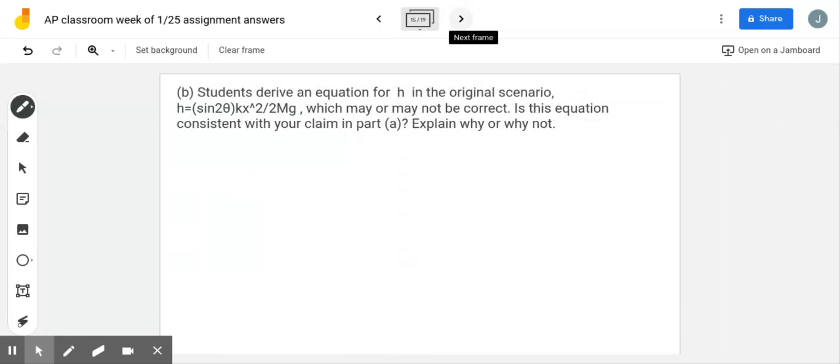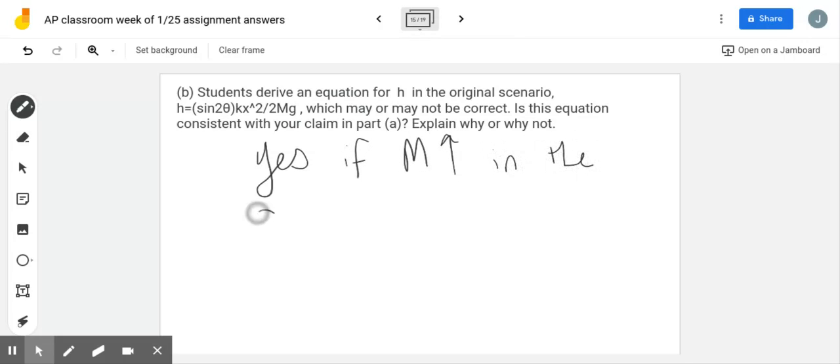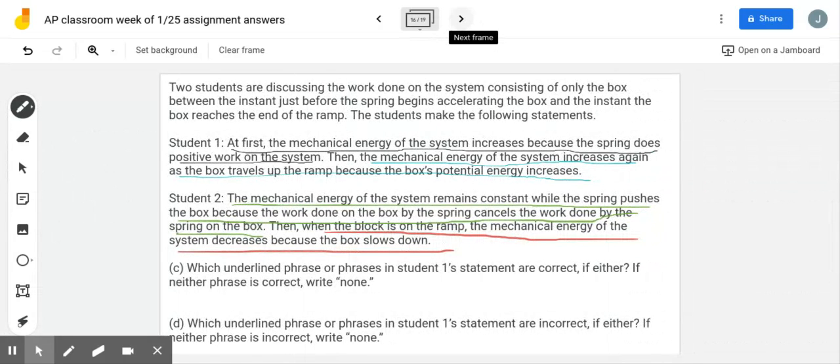Okay. Students derive an equation for H, which they got as sine squared of theta times kx squared over 2mg, which may or may not be correct, but is this equation consistent with my claim? It sure is. Yes, because I said height would decrease. If M increases in the denominator, H will decrease. Fantastic.